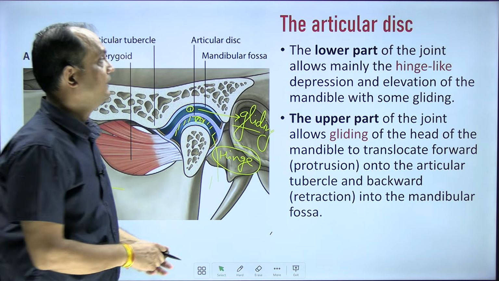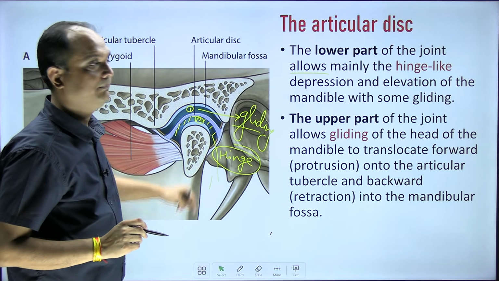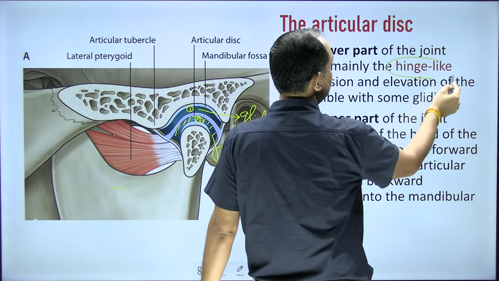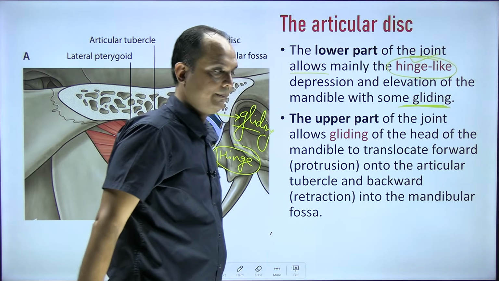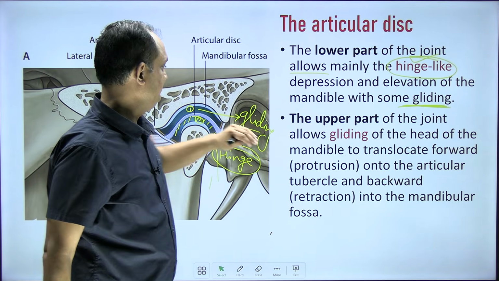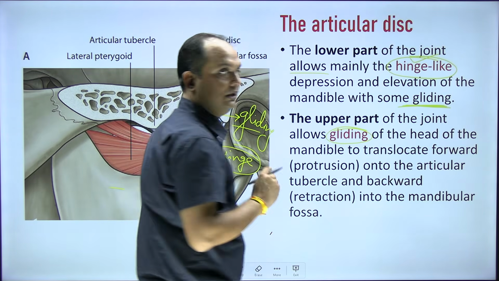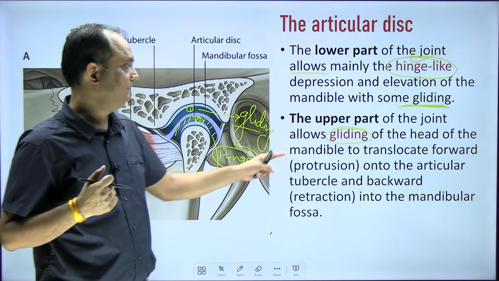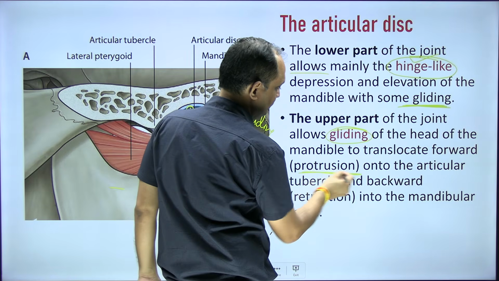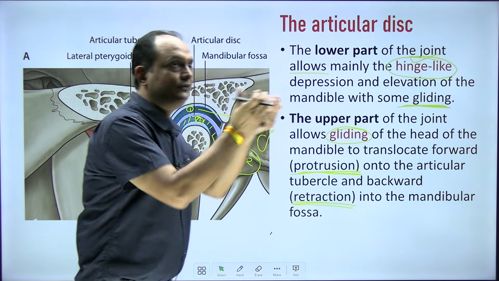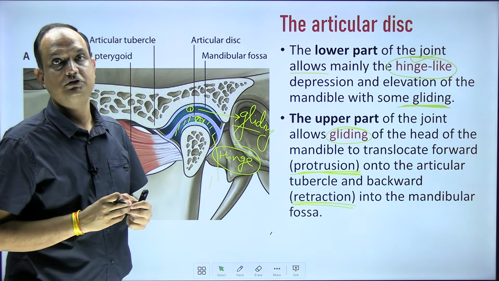compartment are different. The lower part of the joint, that means this menisco-mandibular compartment, mainly allows the hinge-like movement. There is some gliding that may occur, but majorly you will have hinge-like movement. In the upper compartment, that means in the menisco-temporal compartment, you mainly have the gliding movement. Now these gliding movements are visible when you are doing the protrusion and retraction of the mandible. So when you have the forward and the backward shifting of your mandible, you will realize that it is a gliding movement, not the rotational movement.